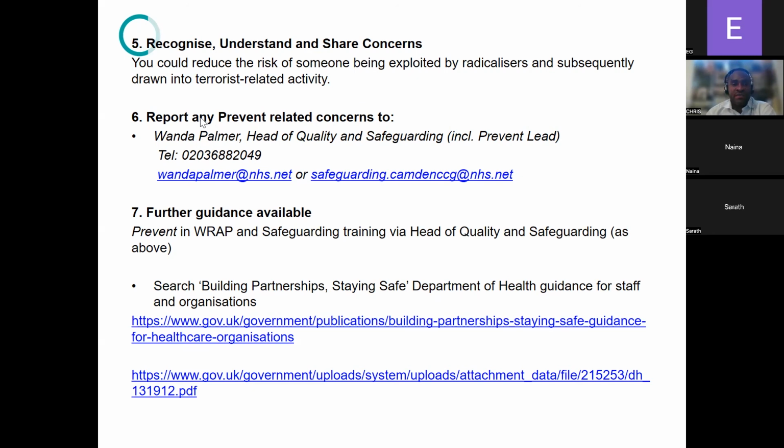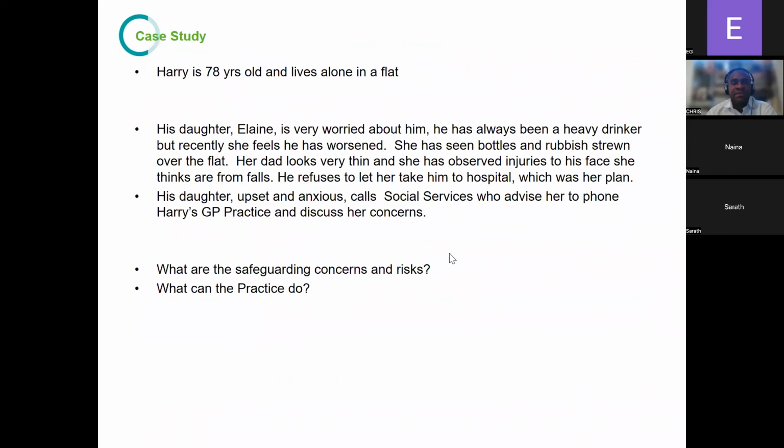So how to report it? You report any Prevent-related concerns. Every local area has different contact details of people to be contacted and the areas to be reported to. So you need to find out which one is related to your local area that you live in, the UK particularly. Then there is also further guidance. The links here also provide relevant information. Let's look at these case studies.